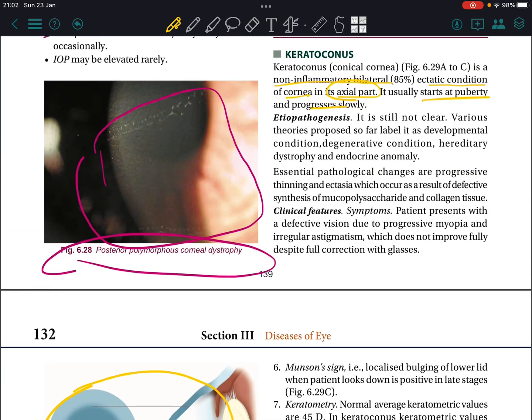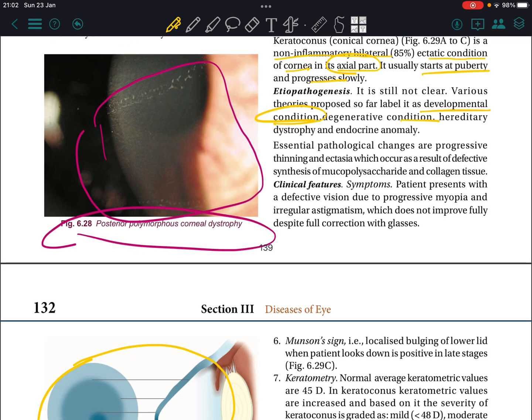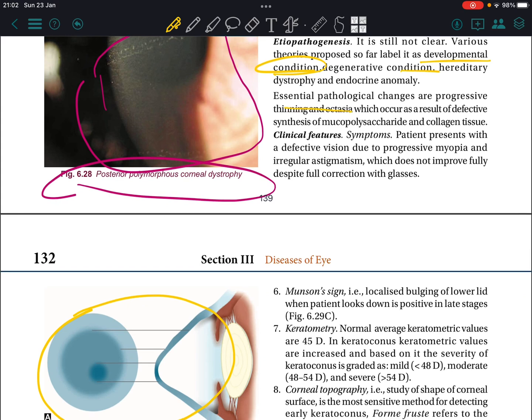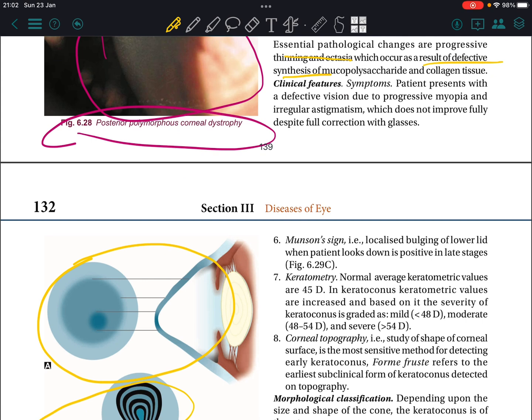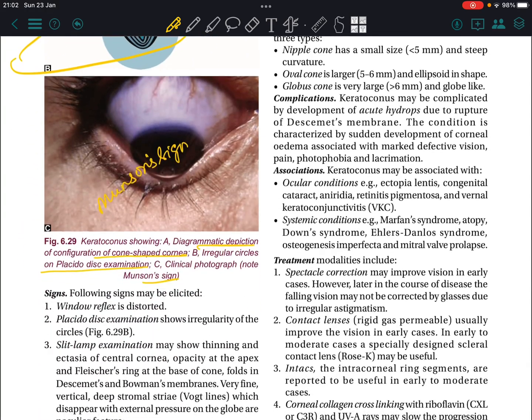The etiopathology is still not clear. Various theories proposed so far label it as a developmental condition, degenerative condition, hereditary dystrophy, or endocrine anomaly, with essential pathological changes of progressive thinning and ectasia occurring as a result of defective synthesis of mucopolysaccharide and collagen tissue. Clinical features: symptoms: patients present with defective vision due to progressive myopia and irregular astigmatism. This does not improve fully despite full correction with eyeglasses.